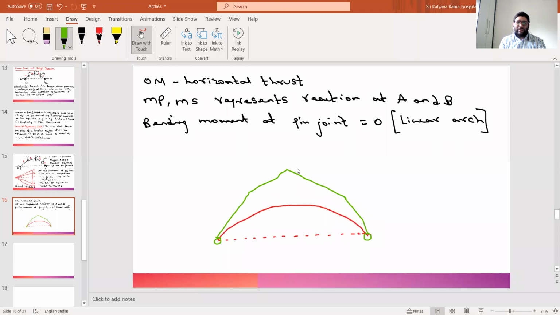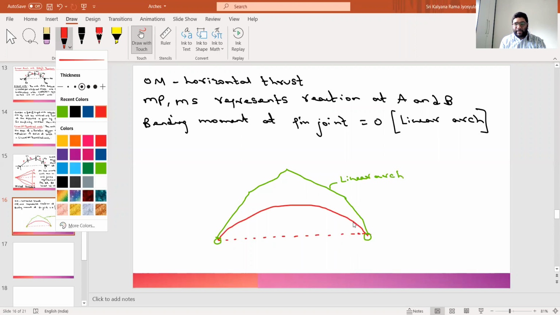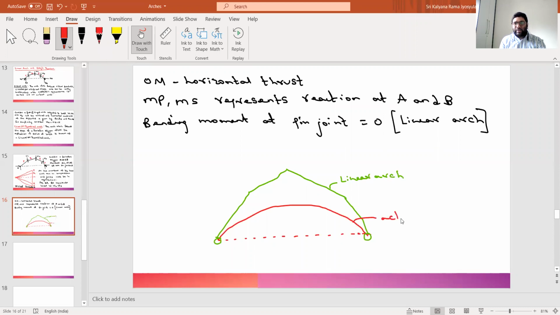See that? So this is the actual arch. So this is the linear arch. And what is this? Actual arch. I'm just trying to represent it in a common platform. And now if I sketch this as a common platform between the actual arch and the theoretical arch.